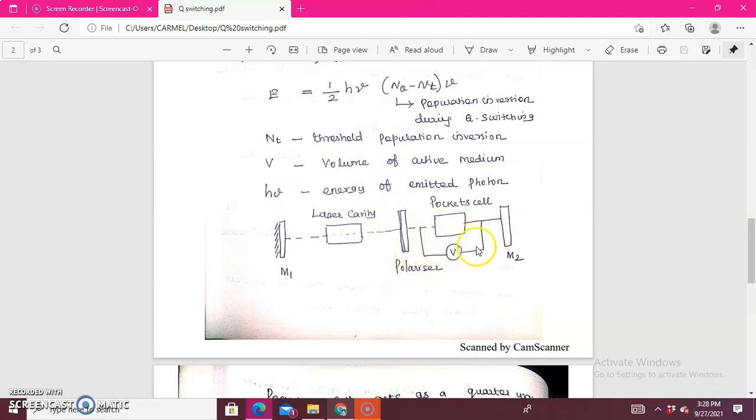Depending on the voltage, we are going to derive the pulse, because I am going to get a narrow pulse, which is nothing but a giant pulse, at a rate of 10 power 9. That is the main focus of the Q switching technique. It depends on the voltage. When the voltage is applied, what will be the reaction? If the voltage is not applied, what will be the reaction? That is what we are going to see in this diagram.